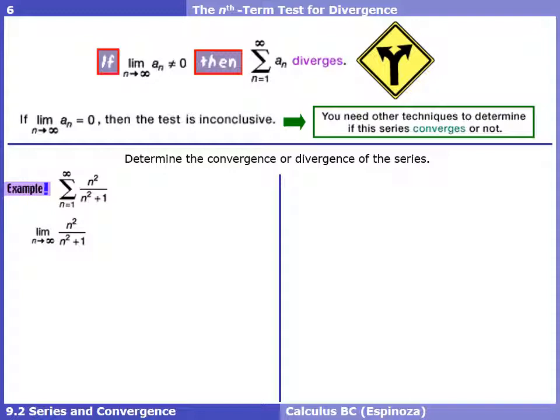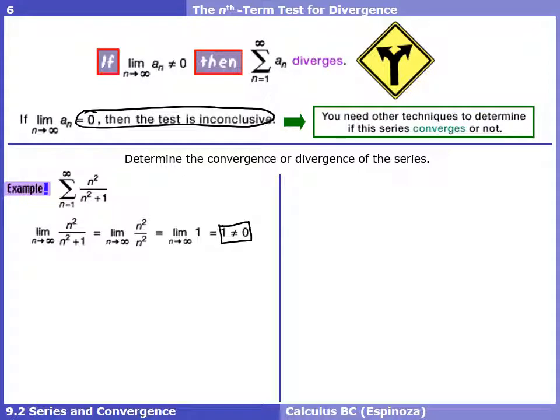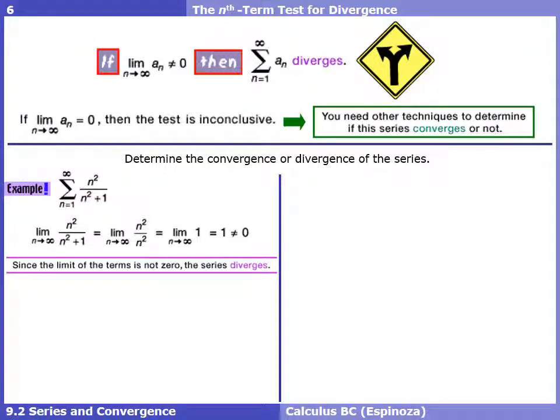A lot of these limits, at least certainly here at the beginning of these problems, should be very basic. We're going to ignore that plus 1 in the bottom since we're taking this limit to infinity. n squared over n squared is just a 1. And of course, if we take the limit of a constant, we just get that constant. But what's most important here is that we don't get a value of 0. Remember, if we get a value of 0, the test is inconclusive and we don't know what's going on. But as long as we get some number other than 0, we can say that this infinite series diverges because its limit is not equal to 0.